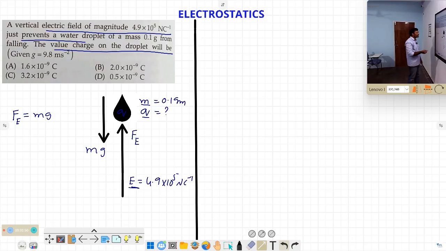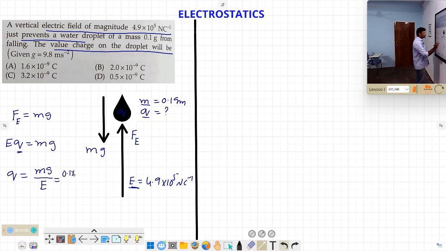Now what is the force applied by the electric field? The force applied by the electric field is EQ. EQ = mg. They are asking for the charge on the water droplet, so Q = mg/E. What is the m value? m is 0.1 grams, which means 10^-4 kg, times gravity value 10, divided by E, the electric field. The electric field value is given as 4.9 × 10^5. Here gravity is to be taken as 9.8, so you take 9.8.